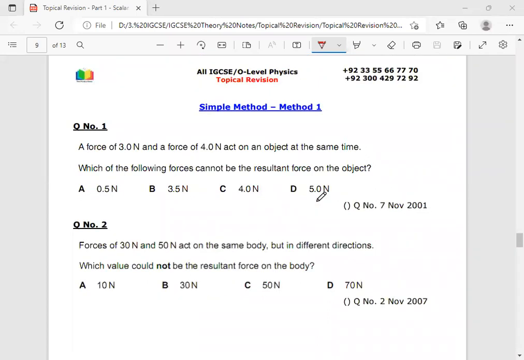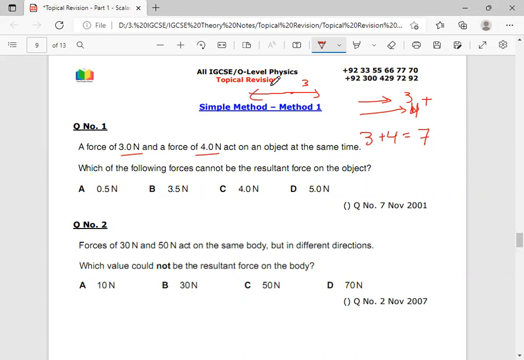Method number one. In this method, we will consider these two values. First, we will assume that 3 Newton and 4 Newton are acting in the same direction. So the resultant will be like this. We will add them: 4 plus 3 is equal to 7. Now we will assume that these two forces are acting in opposite directions. Since they are in opposite directions, how can we get their resultant? 4 minus 3 is equal to 1. Now our answer should be in this range.